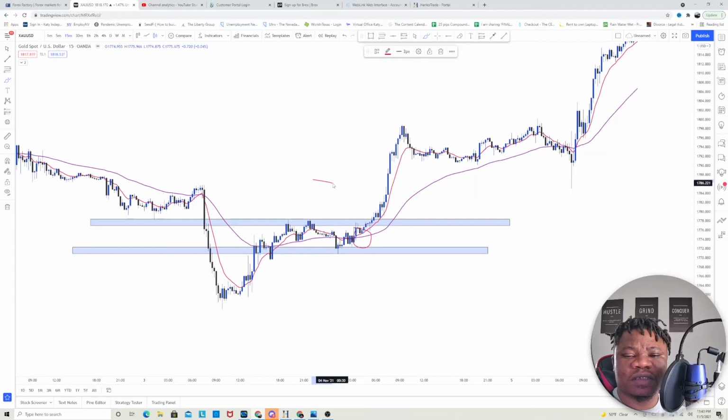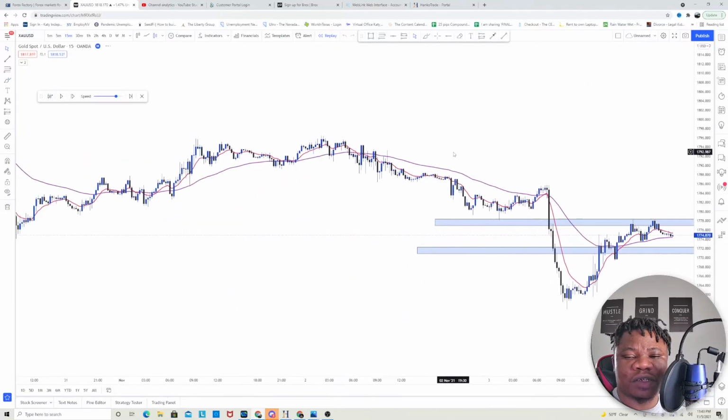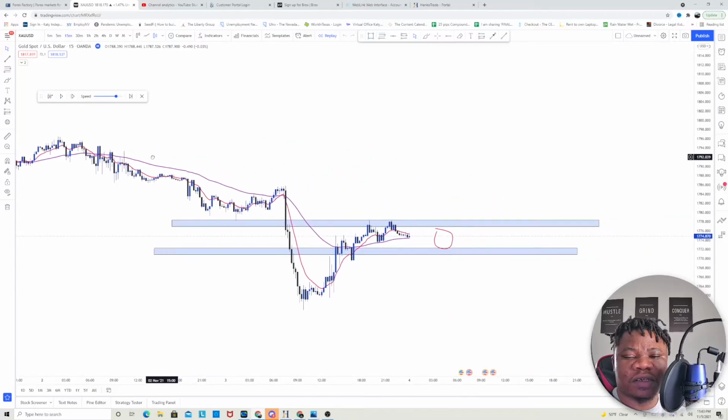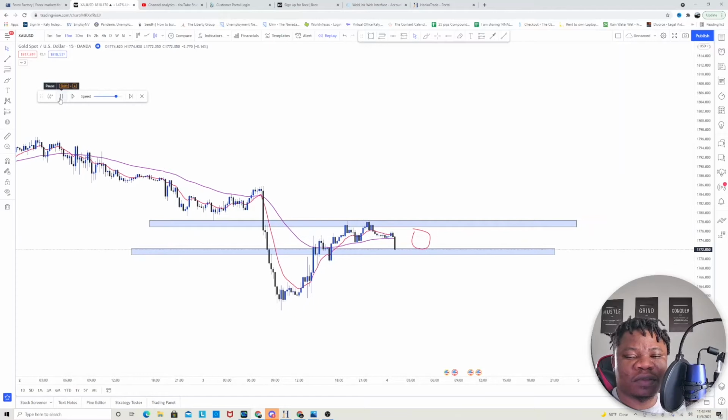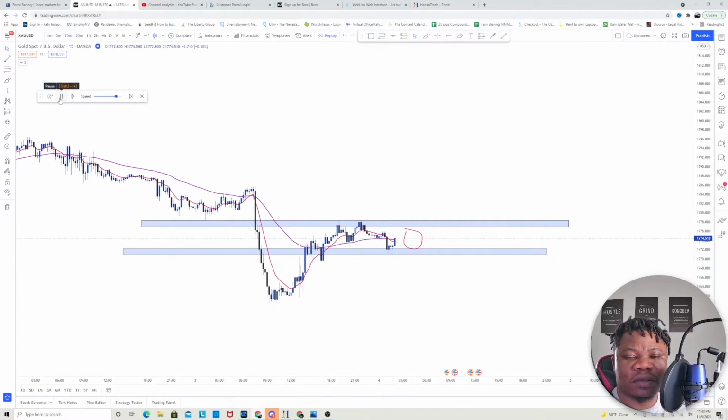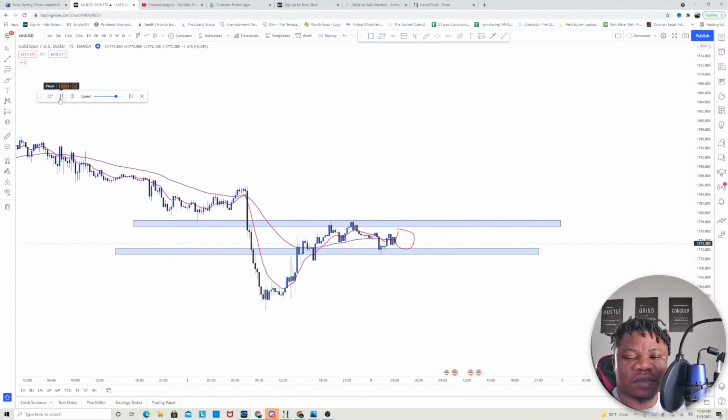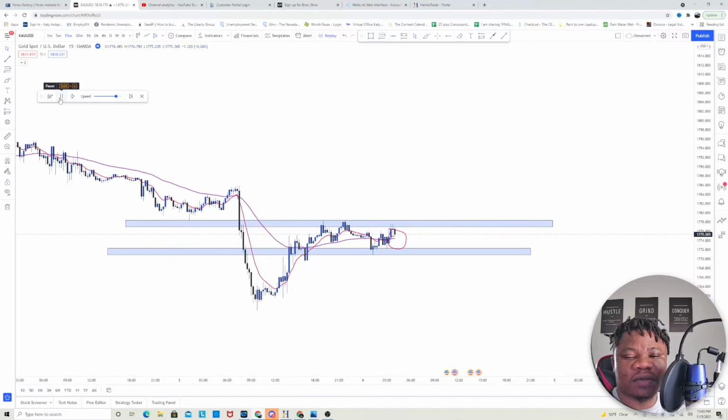Now let's put this in replay mode and let me show you where your entry is going to be using this strategy. So we'll start from right here, right before we got the cross. So let's see where our entry is going to be. So let's keep looking here.